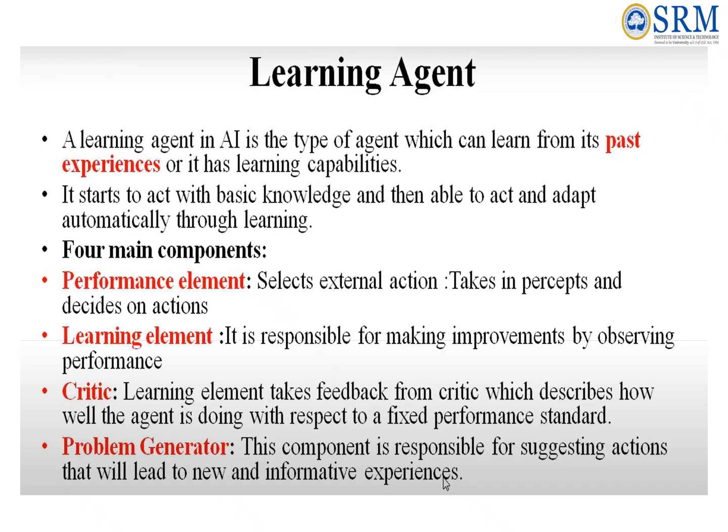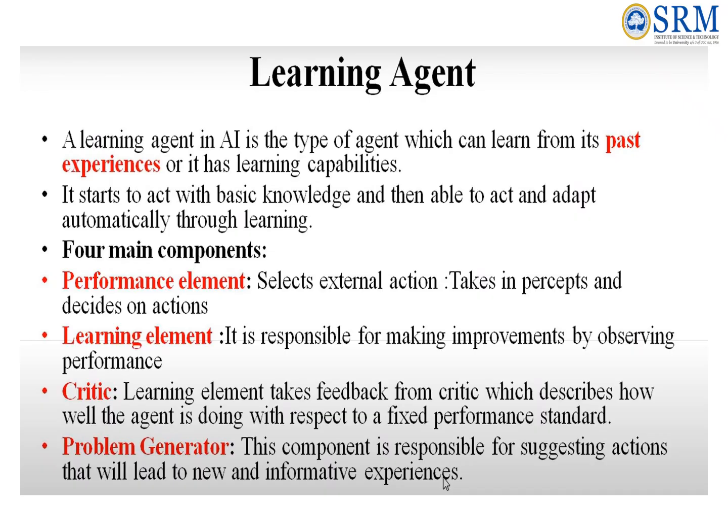A learning agent can be represented with four components: performance element, learning element, critic, and problem generator. The performance element selects the external action; it takes in percepts and decides what action to perform. The learning element is responsible for making improvements by observing performance. The critic gives feedback describing how well the agent is doing with respect to a fixed performance standard. The problem generator is responsible for suggesting actions that will lead to new informative experiences.